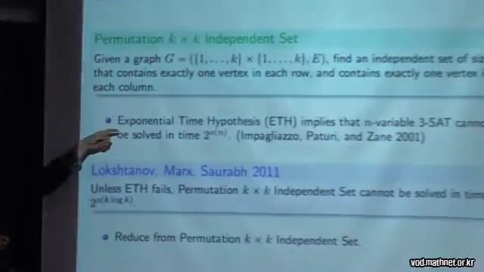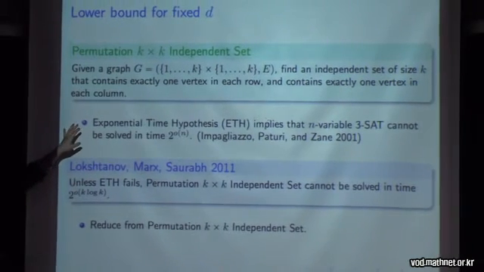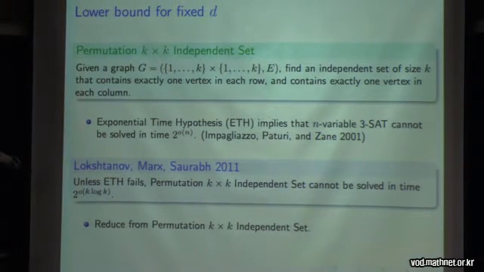The exponential time hypothesis is a hardness assumption, and it says that n-variable 3-SAT cannot be solved in time 2 to the o(n). And Lokshtanov, Marx, and Saurabh proved that if ETH is true, then permutation k by k independent set cannot be solved in time 2 to the o(k log k).